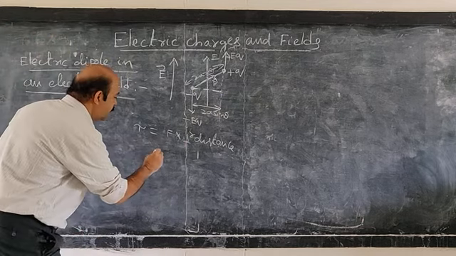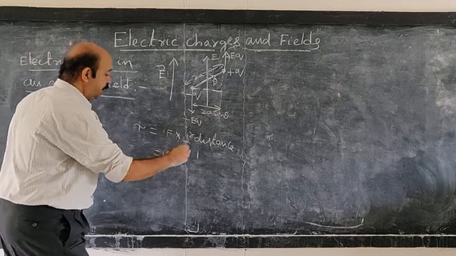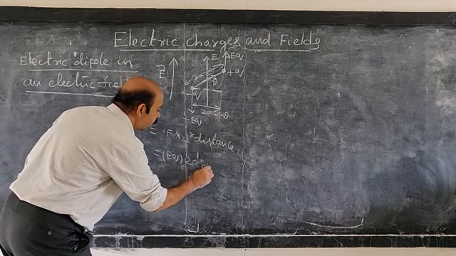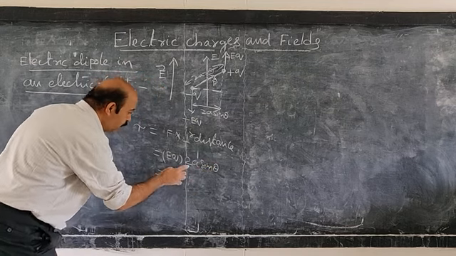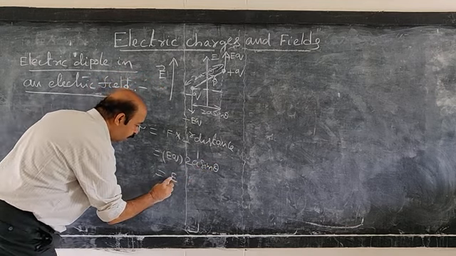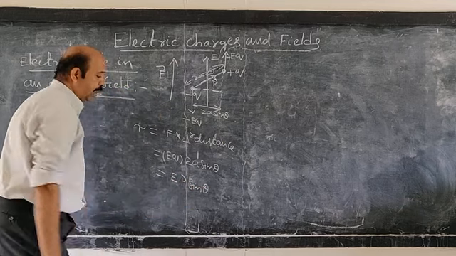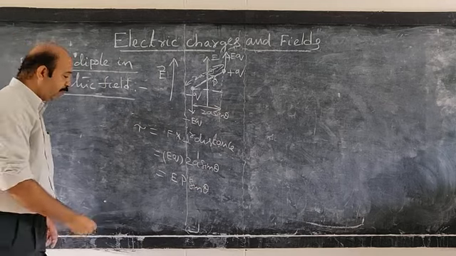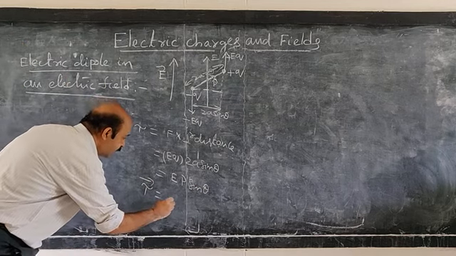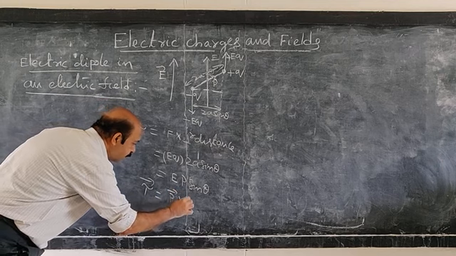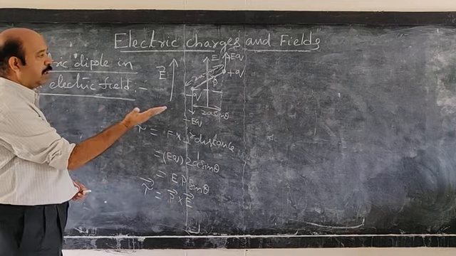Now, therefore, this is EQ into the perpendicular distance, 2a sin theta. So this can be written as E into 2a into Q, which we can write as the dipole moment. Therefore, in vector form, tau bar can be written as P bar cross E bar. That is P bar cross E bar.